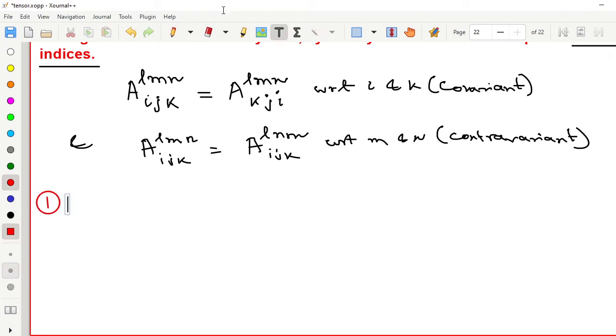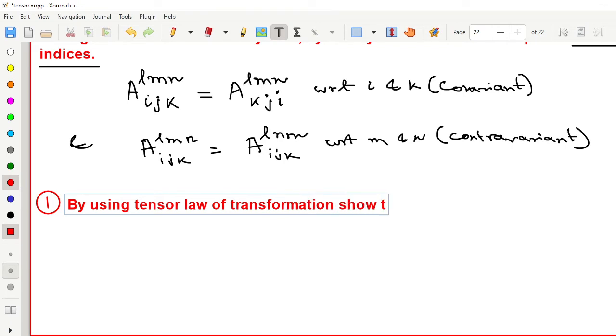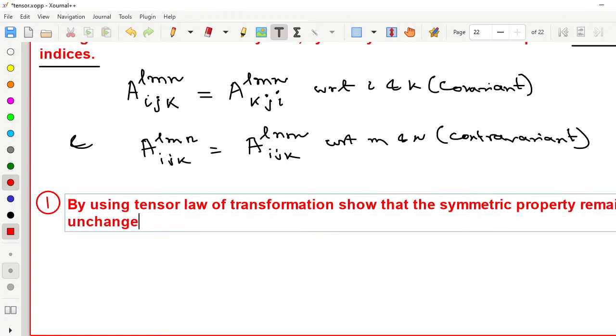I will discuss the problem of symmetric tensor, so that the symmetric property remains unchanged by using tensor law of transformation, so that the symmetric property remains unchanged with respect to coordinate system.